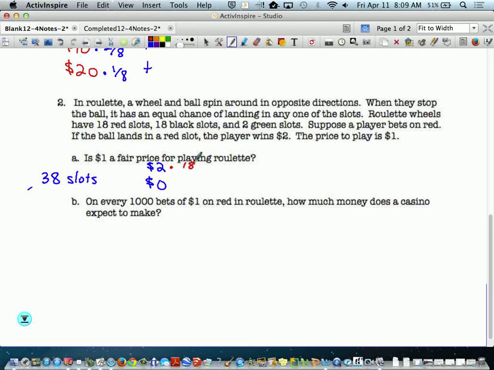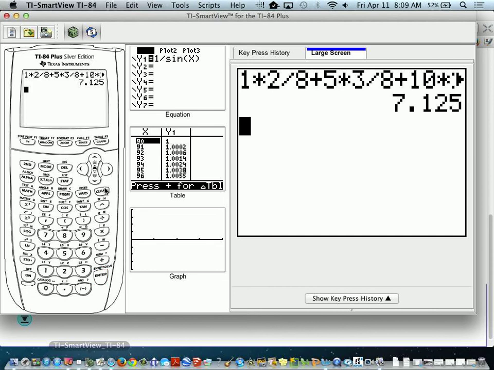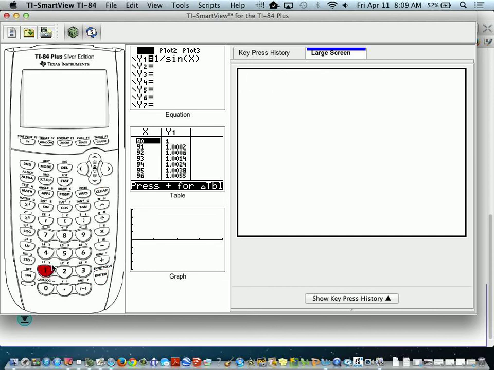18 out of 38. 0, what's the probability for 0? The other 20, so 20 out of 38. All we have to do is multiply those two and add them up to get our expected value. So we had 18 divided by 38 times $2.